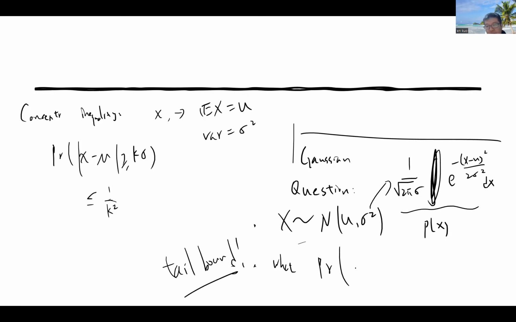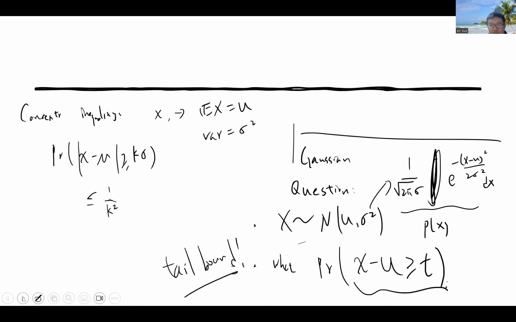Tail bounds tell you what's the probability that X minus mu is at least some constant t. So we want to ask what is this probability.